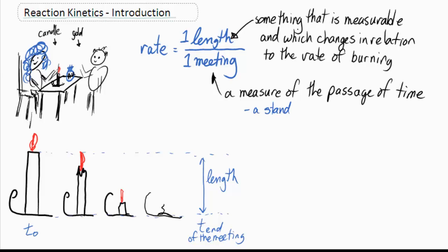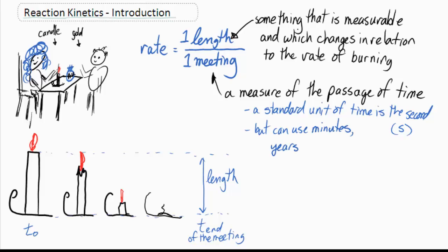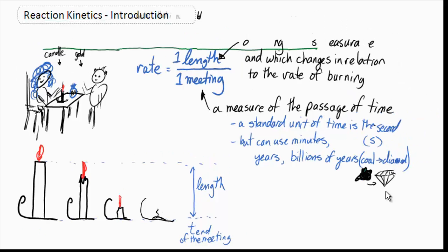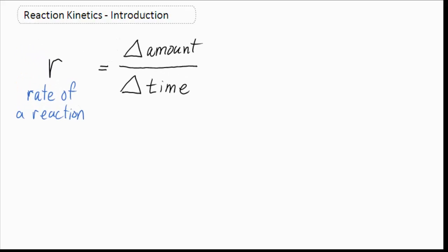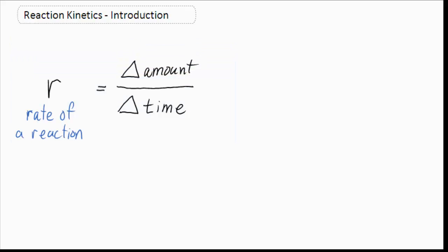A more precise example would use a standard unit of time, which in the metric system is the second, but we also will use minutes for slower reactions, even years, even billions of years in the case of an extremely slow reaction that produces diamonds. The conversion of coal to diamond literally takes billions of years in the ground. Nonetheless, we can calculate rate. Well, let's look at a definition of rate then.